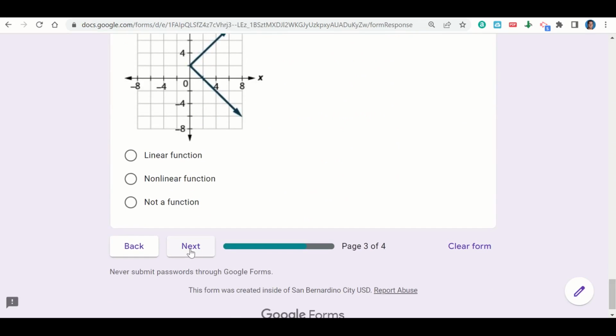That will send you to your Before You Go. You'll fill out your Before You Go and then submit your work on Google Classroom.